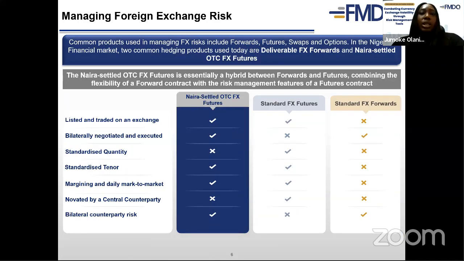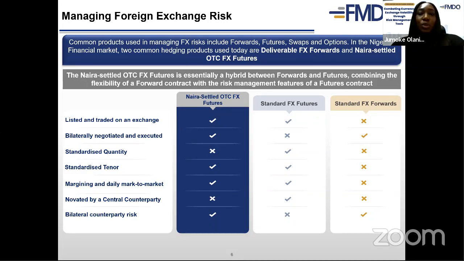So I introduced to you the Naira settled OTC FX Futures. This is a product that is used or can be used to manage foreign exchange rate risk in Nigeria. It is a combination, if you would, of a forward and a future transaction. Basically, it's taken the best of both products and brought it together in one. And what we've done for you there is to show you an assessment of what the product looks like.